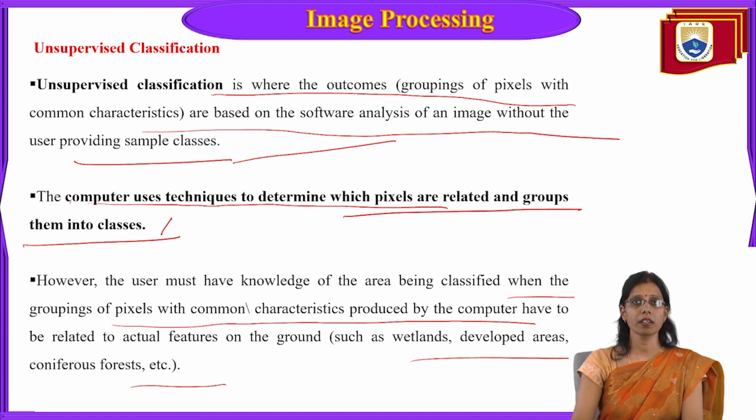We need not do anything. Whereas in supervised classification, we are assigning a training pixel, we are just selecting a pixel and assigning the color. So that particular pixel, wherever in the image that pixel number is available, will automatically take that color. Whereas in unsupervised classification, the system itself will classify the image into different colors, different classifications. So this is about image processing.